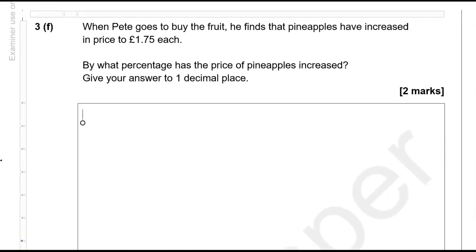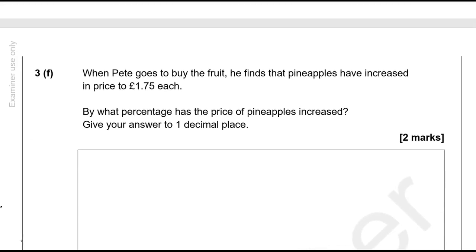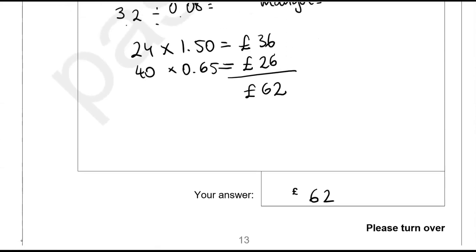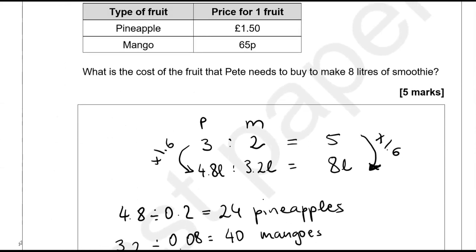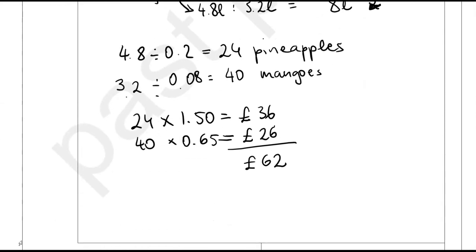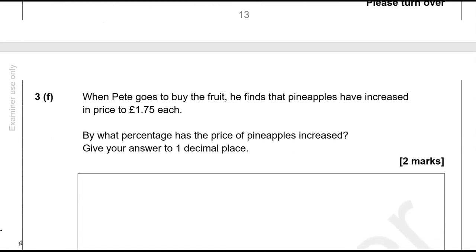When Pete goes to buy the fruit, he finds that pineapples have increased in price to £1.75 each. By what percentage has the price of pineapples increased? Give your answer to one decimal place. So the price before was £1.50 and it is now £1.75.